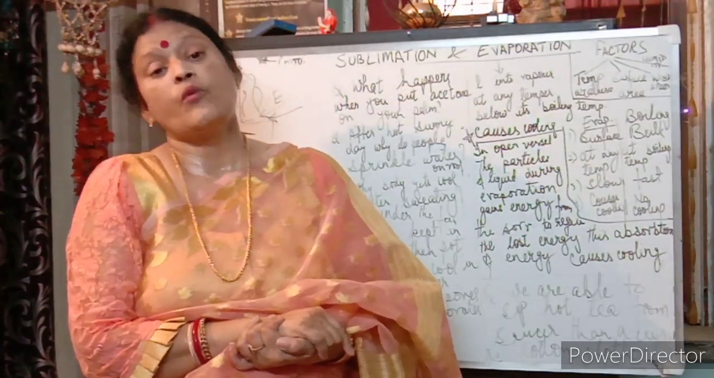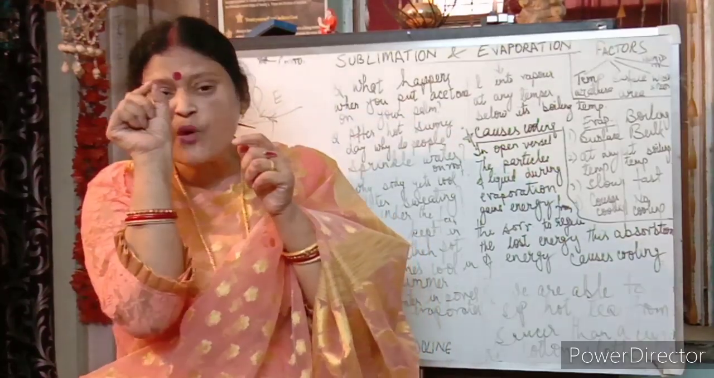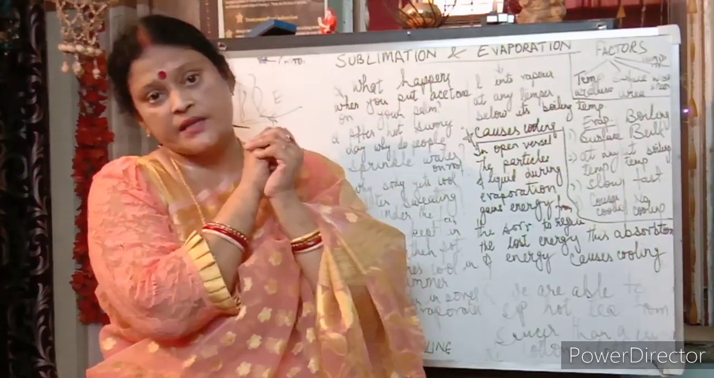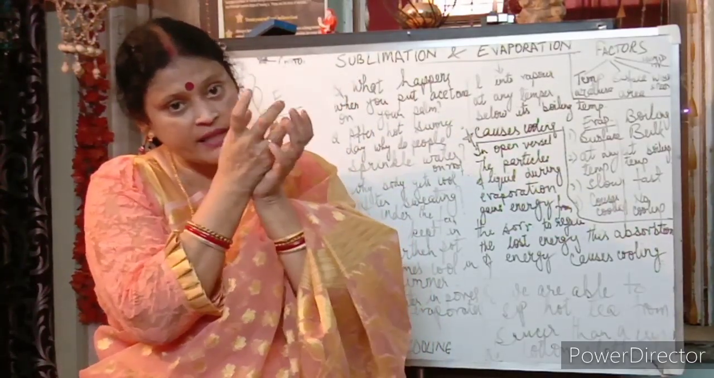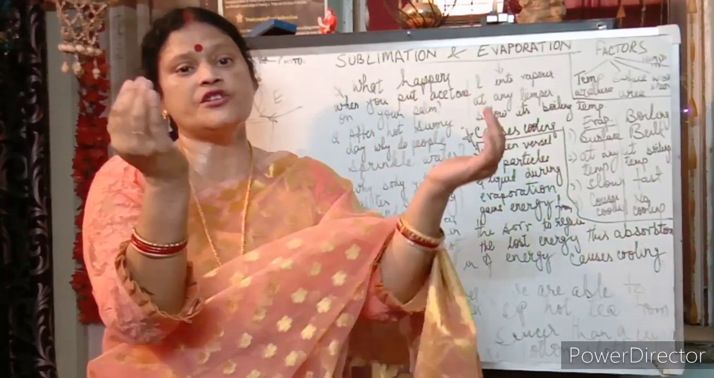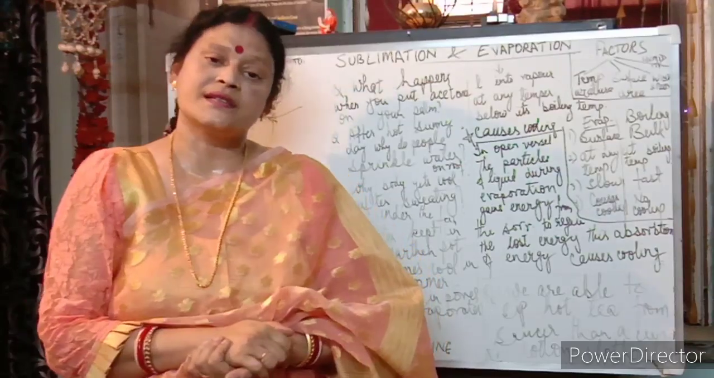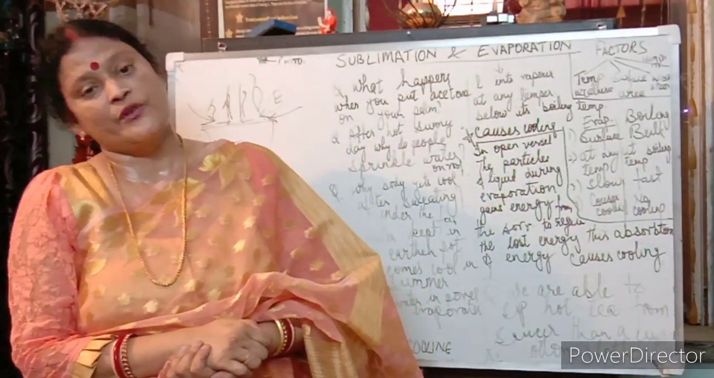Next is: during summer days, why do we wear cotton clothes? Because cotton clothes have small pores, like the earthen pot, which will absorb our sweat. Right? And when it is absorbing our sweat, what happens? It will gain energy from the surrounding to regain the lost energy and it causes cooling. So these are many questions related to evaporation.